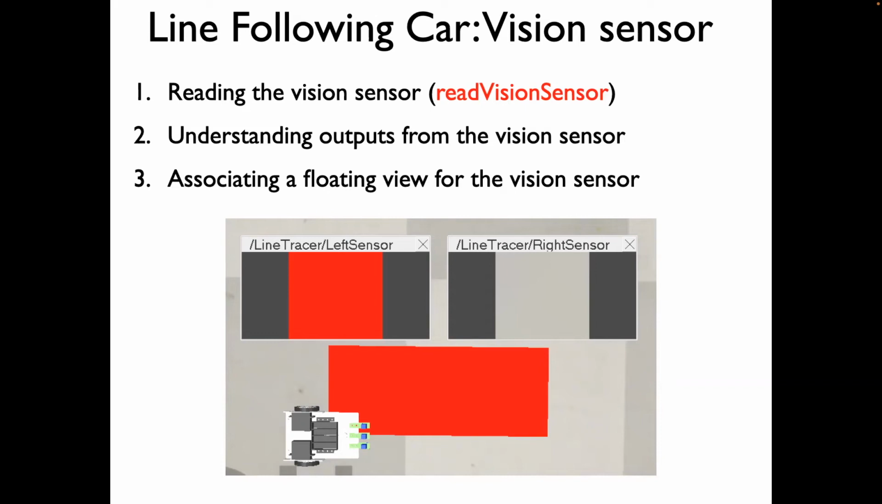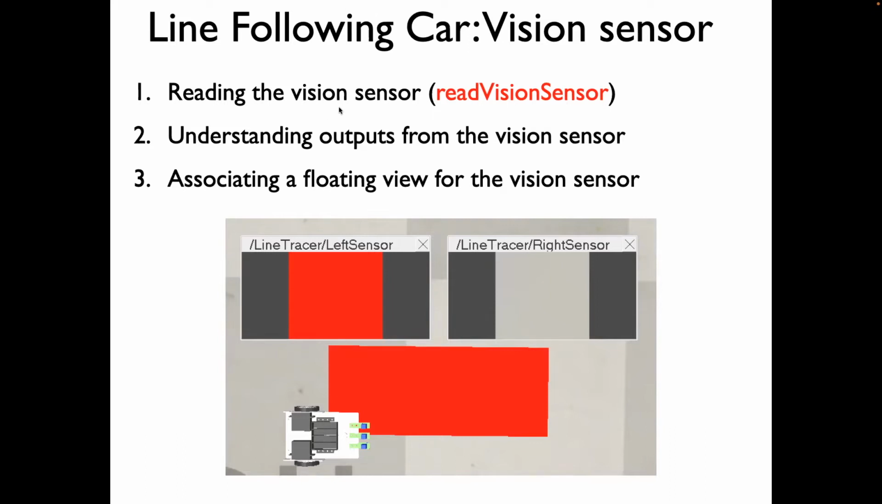In this video, we'll continue the line following car tutorial. In this particular video, I'll show you how to use the vision sensors. So we'll continue from the previous tutorial where I showed how to do speed control of the car. That particular file is in the description. You can download it and follow along.